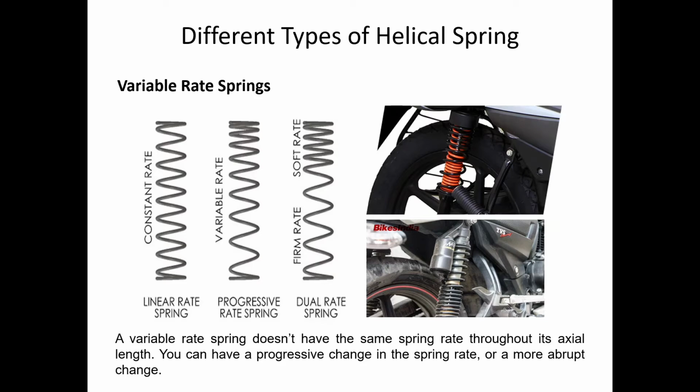Now let's take the second example. In this case, you can see that the distance between any two consecutive coils has changed abruptly. From here, the distance between any two consecutive coils almost remains constant. From here to this, it has changed abruptly.